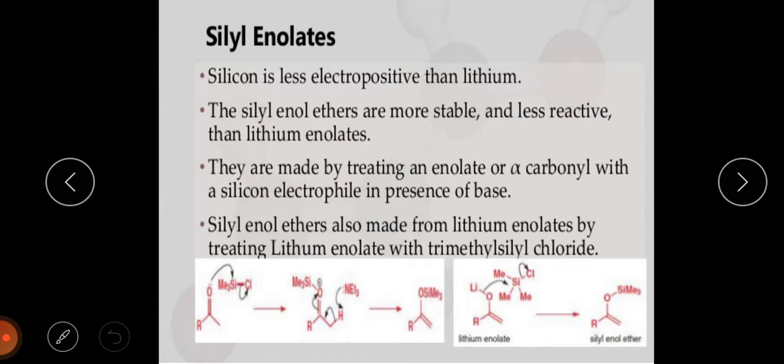In the first, they are made by treating an enolate or alpha carbonyl with a silicon electrophile in the presence of a base like this. And in the second, silyl enol ether is also made from lithium enolate by treating lithium enolate with trimethylsilyl chloride to form silyl enol ether.